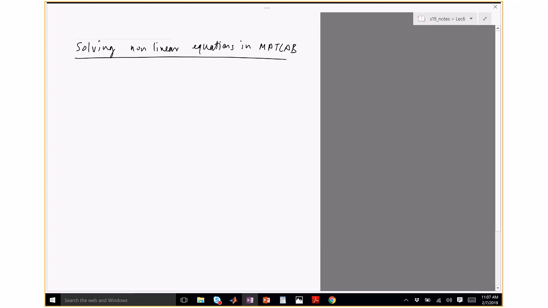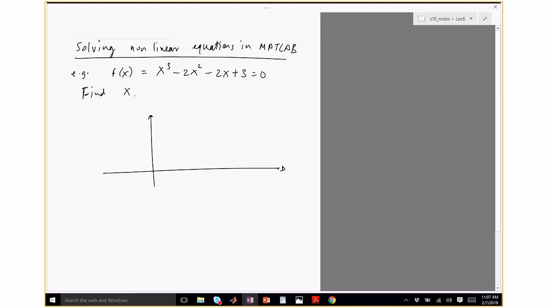Okay. An example is, if you have a function f of x equals x cubed minus 2x squared minus 2x plus 3 equals 0, find x, right? You have to find x where that function f of x equals 0. So one way of doing this is to actually plot the function as a function of x. If you plot it, it looks something like this.